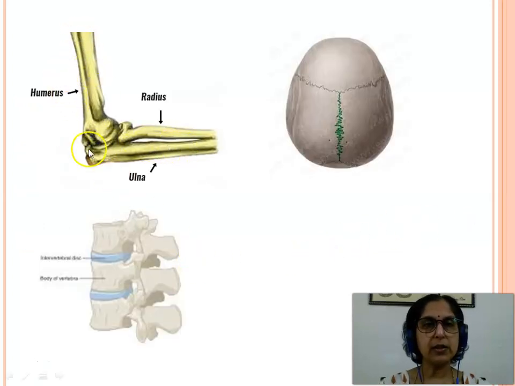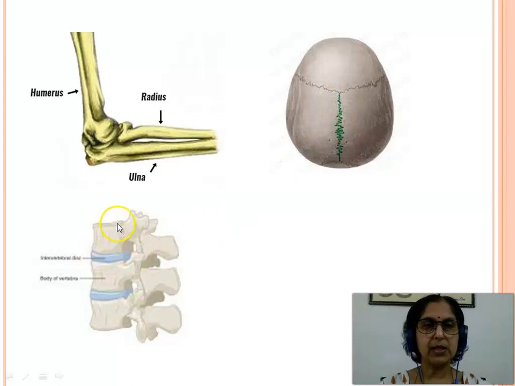What you see here is the elbow joint, which is formed between the long bones, that is the lower end of humerus, and the upper ends of radius and ulna. So these are long bones which form joints by their ends. What we see here are the flat bones of the calvarium or the skull cap. What we see here is the sagittal suture, which is seen between the two parietal bones. So these two flat bones are forming a joint by their margins.